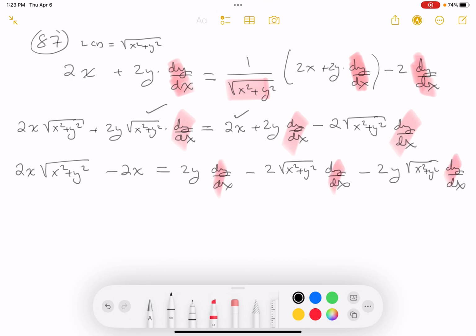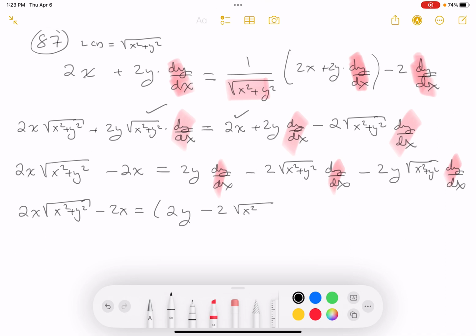What I'm going to do now, well, I'm going to move forward. So 2x, the root of x squared plus y squared, minus 2x. I'm going to factor out the dy/dx, but I do put it on the end for a reason, by the way. It looks odd to me otherwise. So 2y, then you get minus 2.